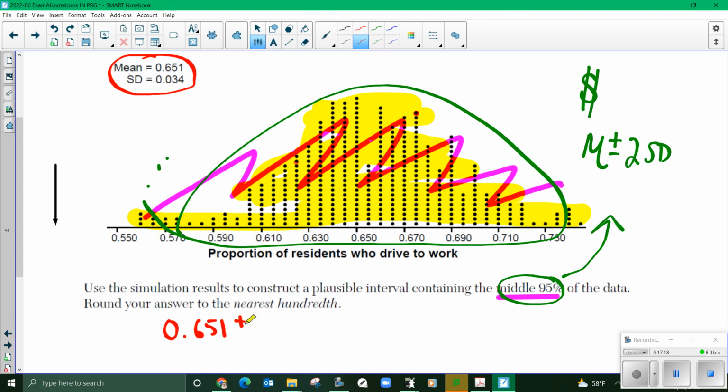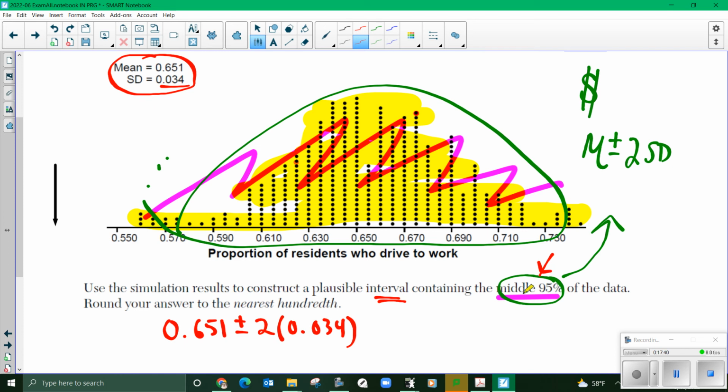0.651, and add 2 standard deviations, which is 0.034, and subtract 2 standard deviations. That's going to give you 2 numbers. Those 2 numbers are the interval that contains 95% of the people in this simulation, in this data.